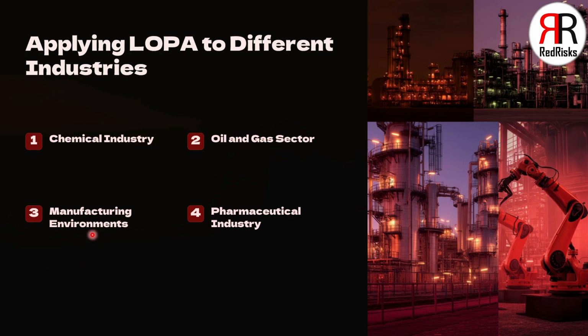LOPA helps manufacturers identify and address potential hazards in production lines, packaging and material handling, promoting a safer workplace for employees. And LOPA is crucial in the pharmaceutical industry to assess risks related to active pharmaceutical ingredients, cross-contamination, and compliance with current good manufacturing practices, which you may have seen abbreviated as GMPs.